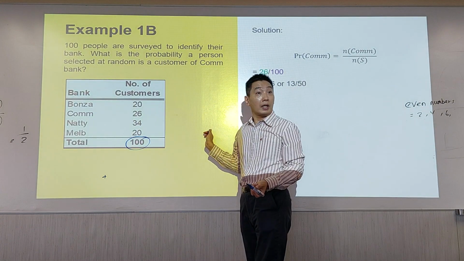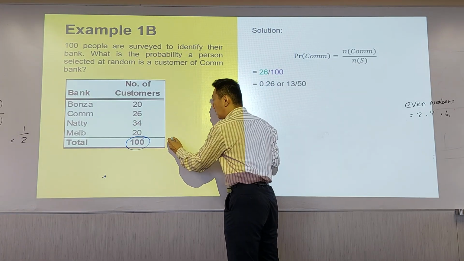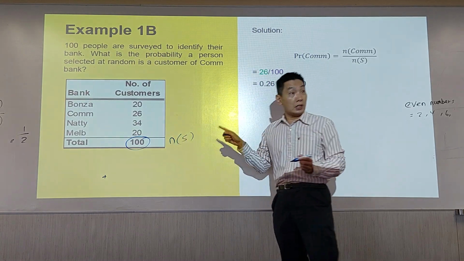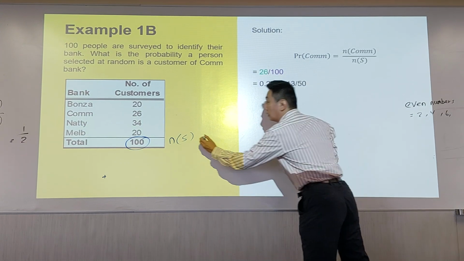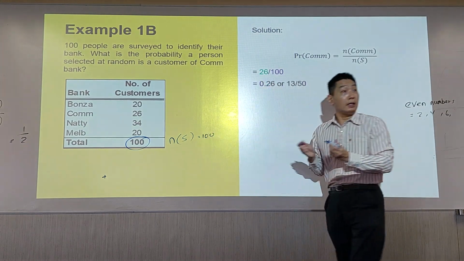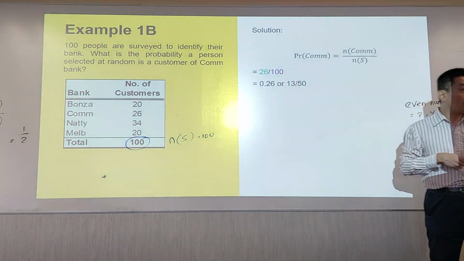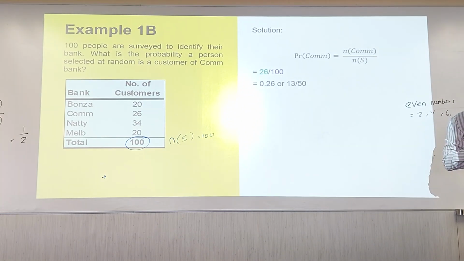This is the total sample we have, right? So that means the number of sample space for this question is 100. That's the meaning. NS is equal to 100. That means the total number of samples for this survey, the sample space, is 100.